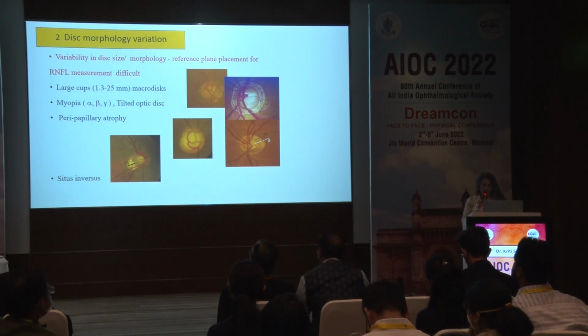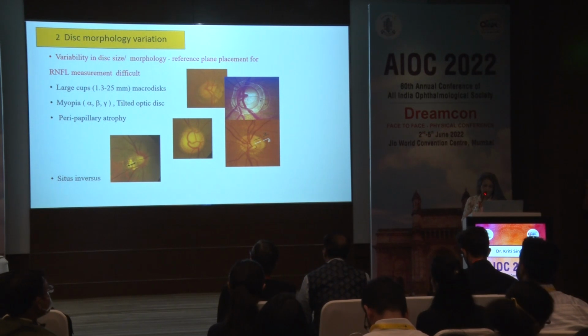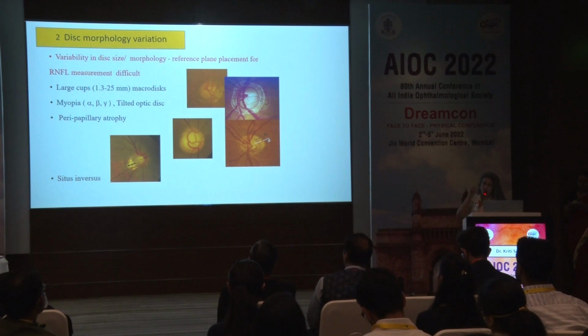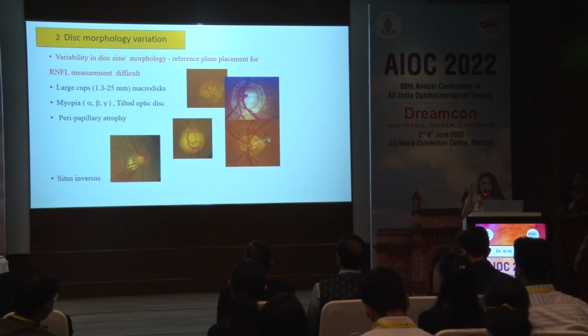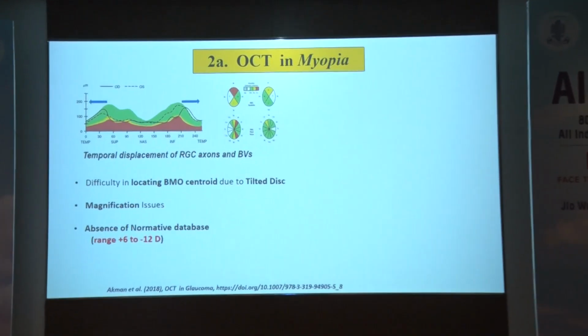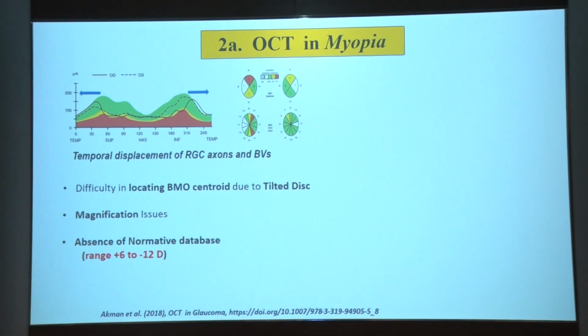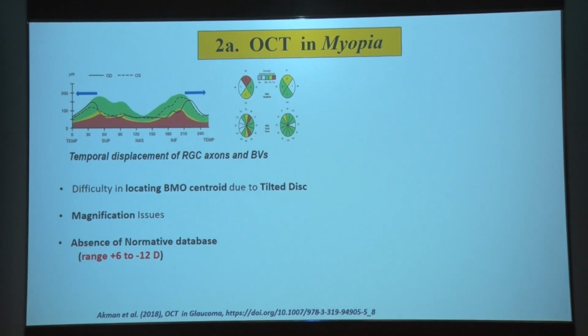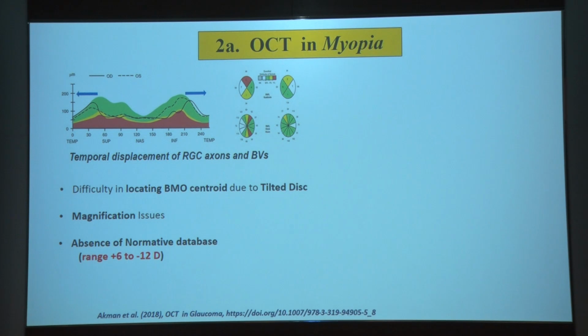Disc morphology, again, there's so much variation in this. We've talked about the alpha, beta, remember? Large cups and small cups, there's so much variation. So the circle is 3.36, it will be beyond that and it will cover the beta zones. Once the circle is covering the beta zone, it is artifactually picking up a wider area and showing it as a thinner RNFL. Myopia, there's an article again in the DGO about this. There's a temporal displacement of retinal ganglion cells, and magnification errors, which cause difficulty in locating the BMO, and an absence of a normative database beyond less than minus 22 and more than plus 6.